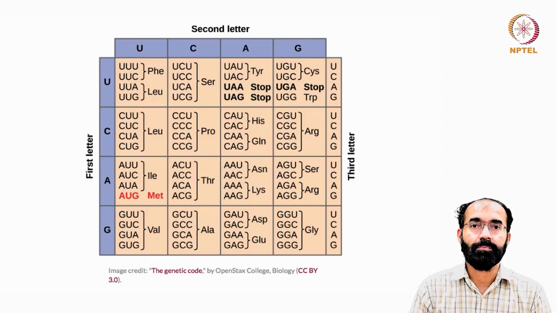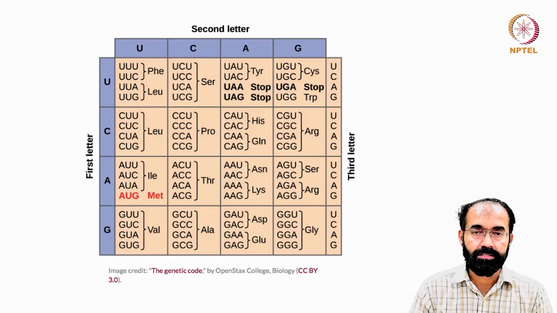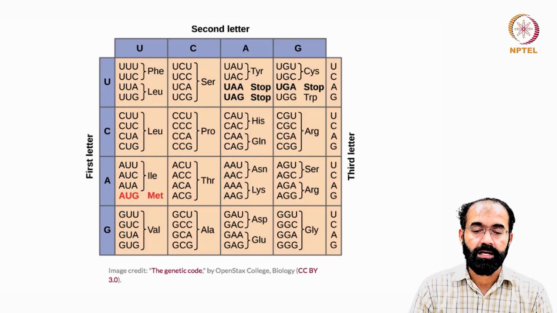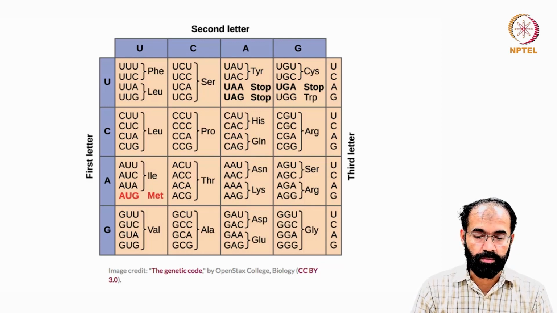This discovery was made by one of the scientists of Indian origin, Hargobind Khurana. He also received the Nobel Prize for the discovery of the genetic code.